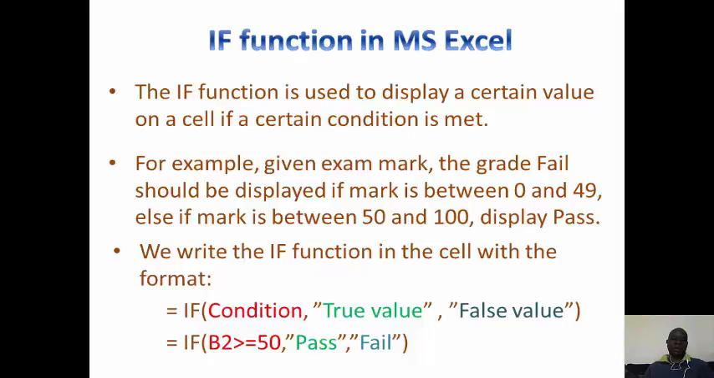In this case, assuming the cell B2 has 60, the value of 60 will be tested, and it is of course above 50. And in that case, the grade will be shown as pass. In case B2 contains 45, the condition will be tested, and the 45 mark is below 50, and the last parameter in the bracket, that is fail, will be displayed.